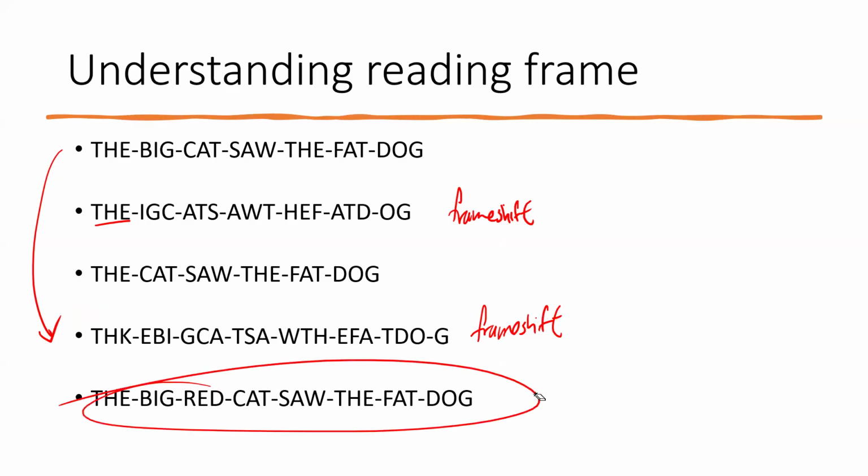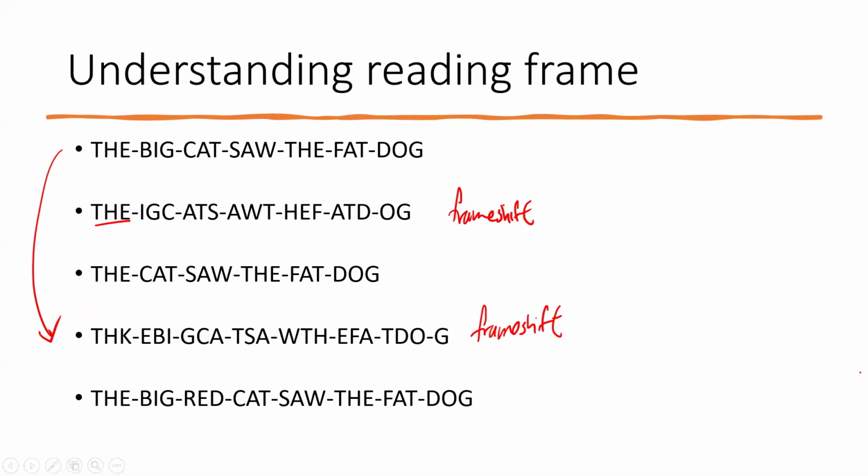What's the problem with the last one here? Red. Yeah, the word red, right? But it's 3 letters, right? So it's fine. You maintain the sentence structure. You just have an extra word. No frame shift. Okay? So back to our notes.